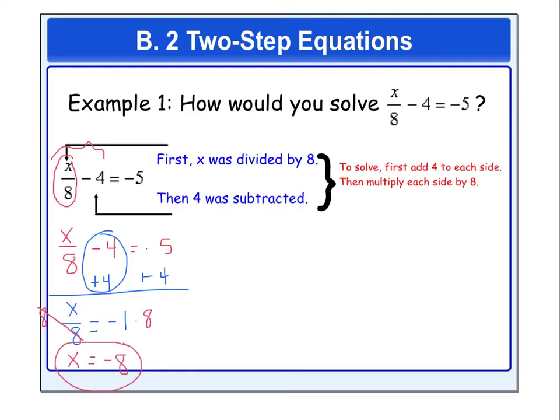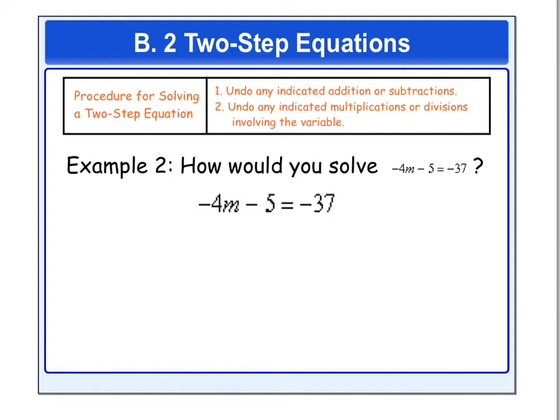If I went back through and checked my answer, I'd have negative 8 over 8 minus 4 equals negative 5. Well, negative 8 over 8 is negative 1. Negative 1 minus 4, or plus a negative 4, is equal to negative 5. So it all checks out.